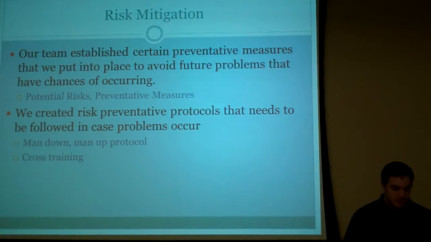For risk mitigation, our team established certain preventative measures that we put into place to avoid future problems that have chances of occurring. We came up with a list of potential risks that we foresee could happen and general scenarios of how to avoid those risks from affecting our project. We also came up with a couple protocols that we would put in place just in case some of the risks did happen, like someone would get sick, so we'd have to cover up for the man hours. The protocol was called Man Down, Man Up protocol.